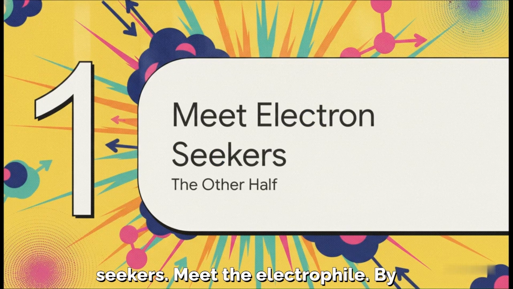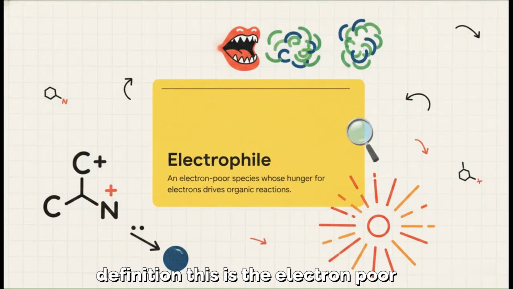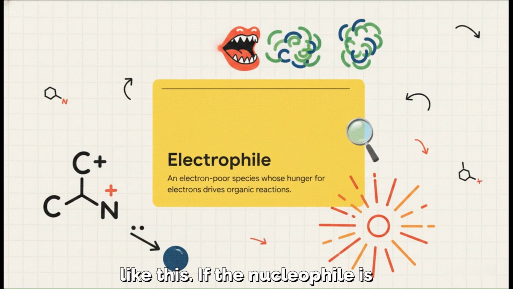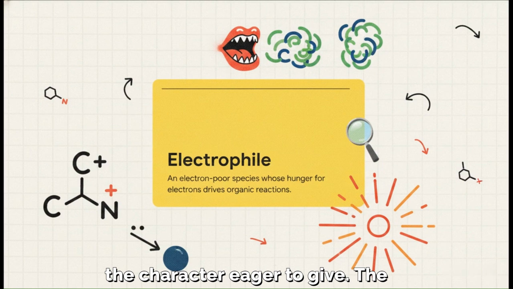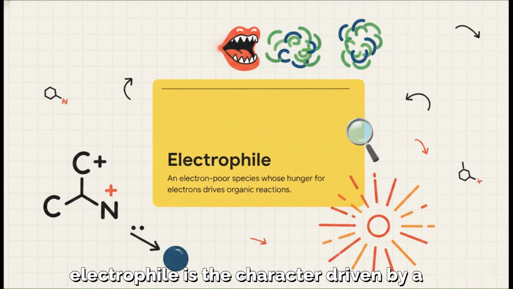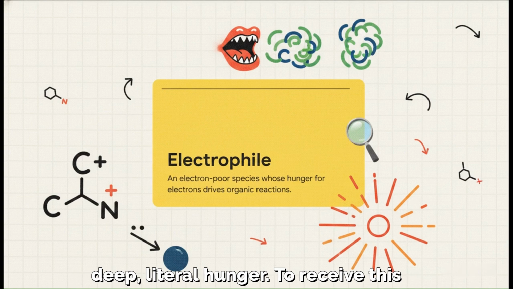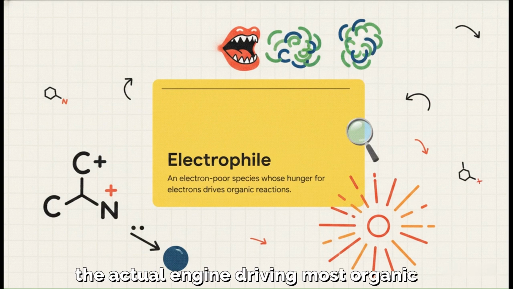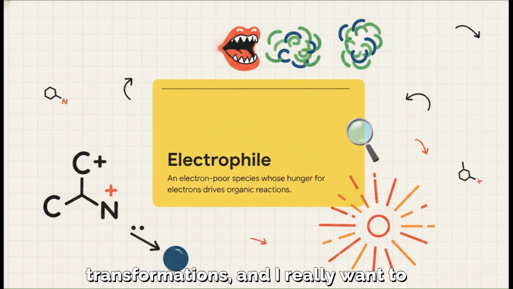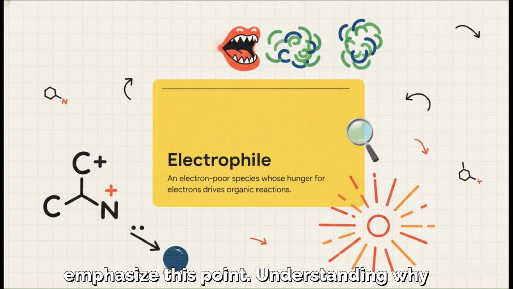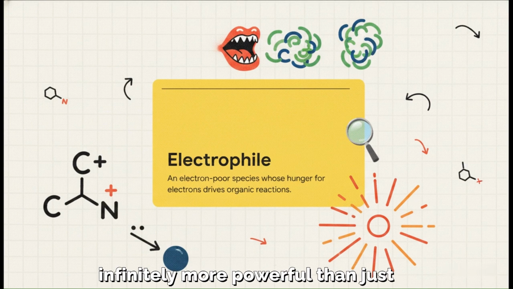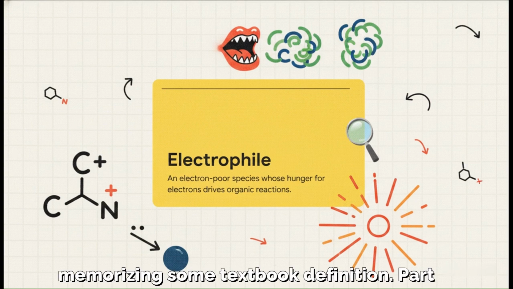Part 1. Meet the electron seekers. Meet the electrophile. By definition, this is the electron-poor, electron-seeking species. Think about it like this. If the nucleophile is the character eager to give, the electrophile is the character driven by a deep, literal hunger to receive. This intense hunger for electron density is the actual engine driving most organic transformations. And I really want to emphasize this point. Understanding why an electrophile behaves this way is infinitely more powerful than just memorizing some textbook definition.